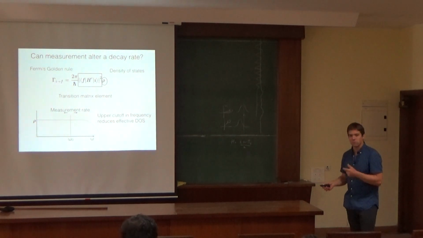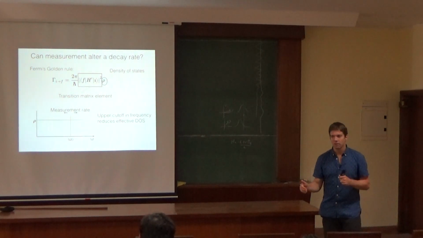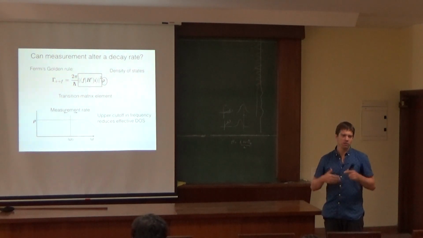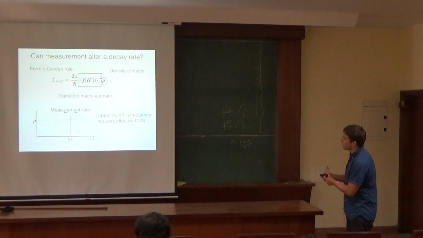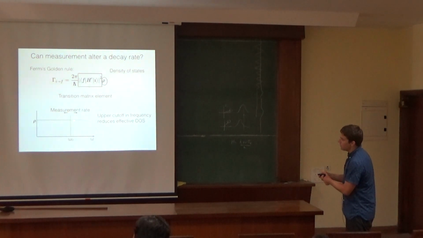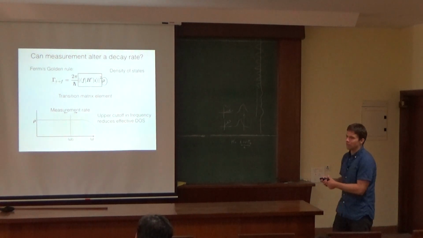So you might expect this if there was some sort of cutoff at very high frequency. If the density of states rolls off, then you would expect that if you measure fast enough, you eventually get to a point where the effective density of states is lower than it is normally, and then you would expect to see some sort of Zeno effect, where the decay rate decreases.